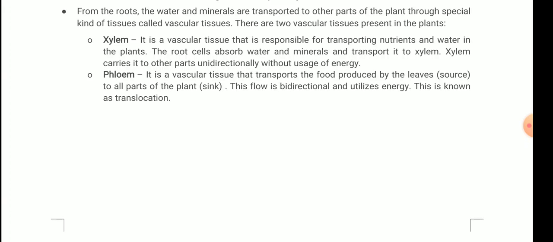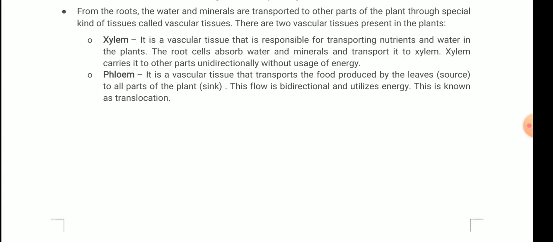Definitely, because different parts of the plant need water and minerals for different activities. The leaf needs water and minerals for synthesizing food. So now the question arises, how are water and minerals transported in the plant? For that reason there are special tissues in the plants called vascular tissues, and these help in the transportation of water, minerals and also food inside the plant from one organ to another.